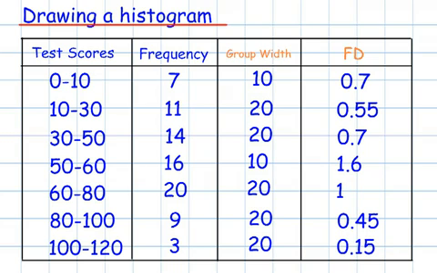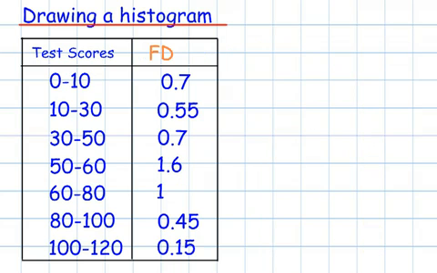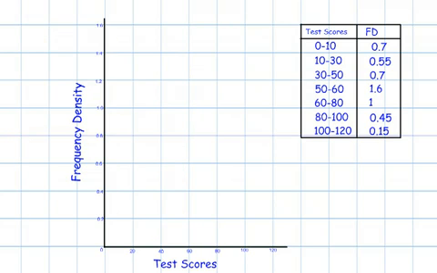Now, to draw the histogram, I really only need the first column and the last column. So let's put those together. On the bottom axis, the x-axis, it needs to go from 0 to 120, and the highest frequency density is 1.6, so my scale needs to go up to there, which will look like this.